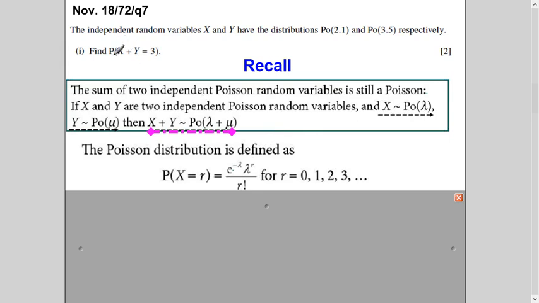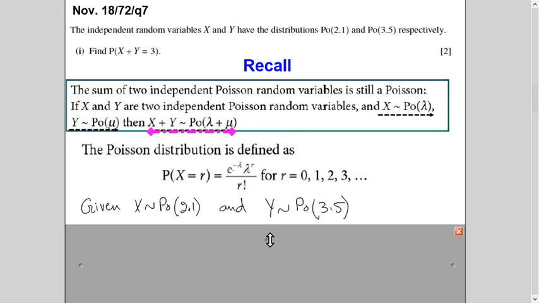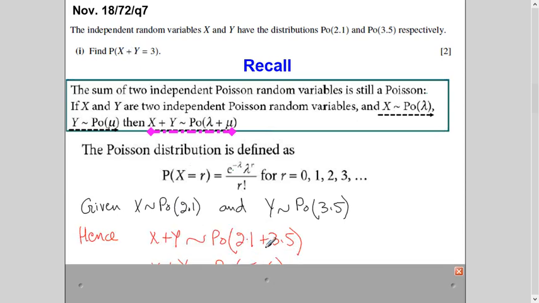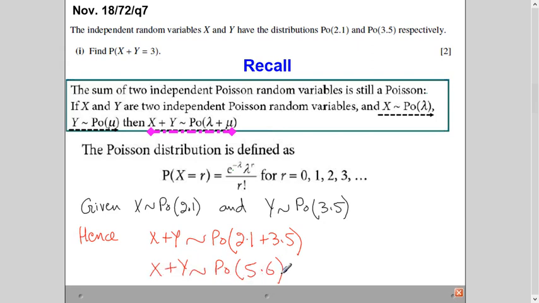So let's start solving this question now. What is given to us? The two random variables are x and y, and the mean is given as 2.1 for x and 3.5 for y. If it is talking about x plus y, it means we have to add them up. So your mean will be 5.6. For the random variable x plus y, your mean will be 5.6, and you have to calculate it for exactly 3.